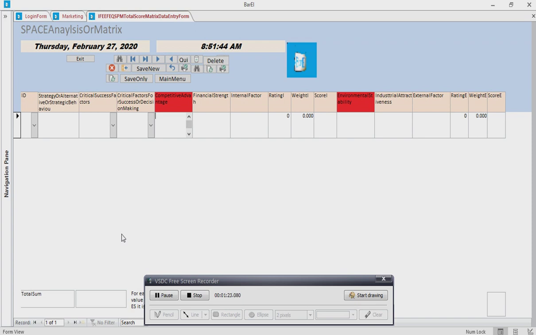The internal environment uses two criteria, which are competitive advantage and financial strength. Competitive advantage includes innovation cycle, customer loyalty, vertical integration, product quality, and market share. Financial strength includes inventory turnover, cash flow, debt ratio, liquidity, and return on investment. Please watch and listen attentively.